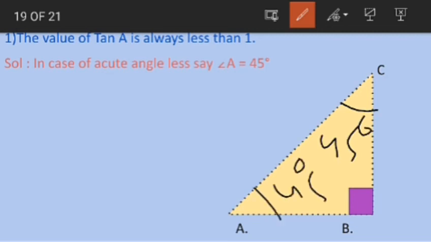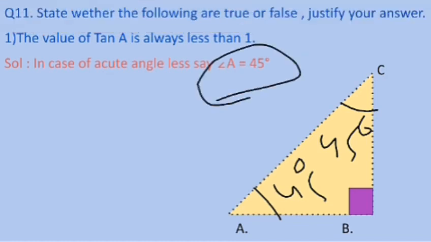In that case class, when you take angle A equal to 45 degree, the value of tan A will be perpendicular upon base, that is AB upon BC, which is 1. Why is this going to be 1?